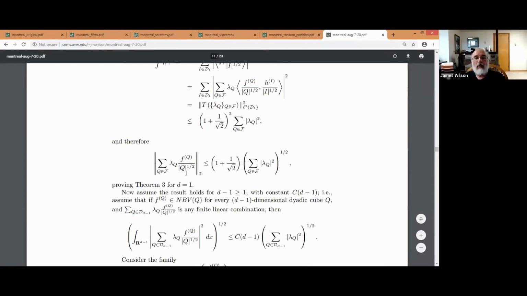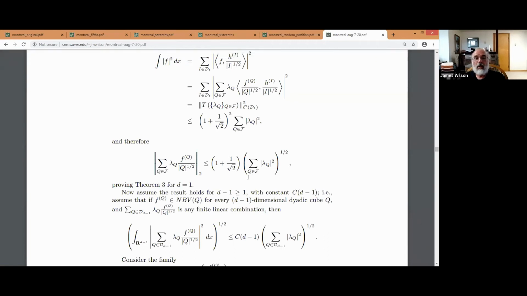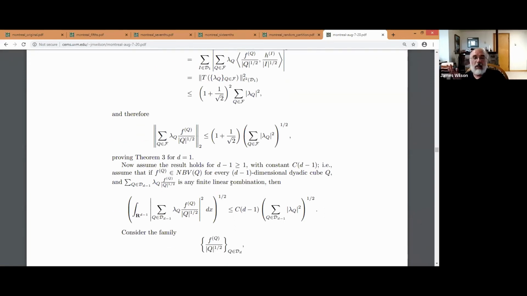Okay, we have that the L2 norm of this sum is bounded by this number times the sum of the squares of the square root lambda Q's. So now we're going to do our induction argument. We assume that this result worked for d minus 1, which is at least 1. We're going to do it for d.